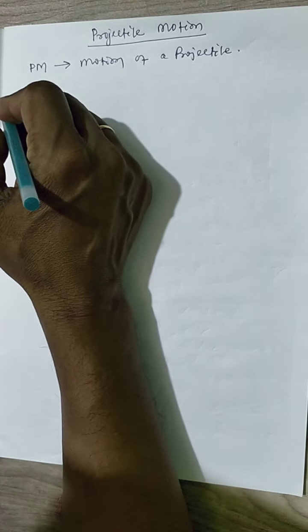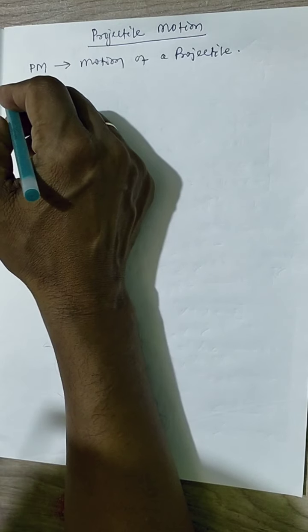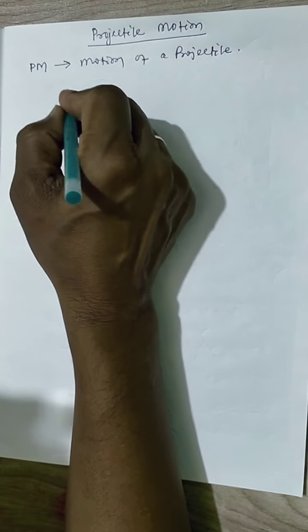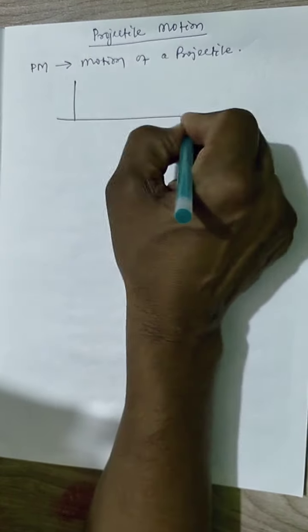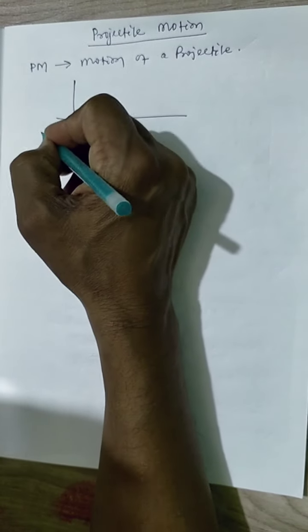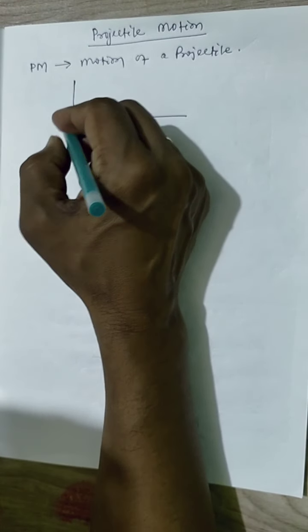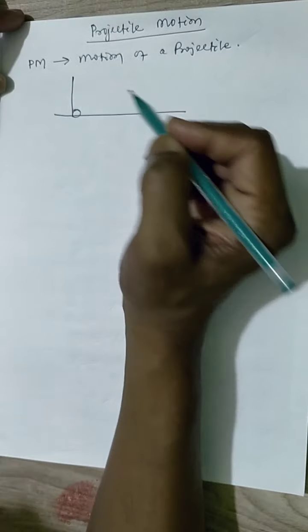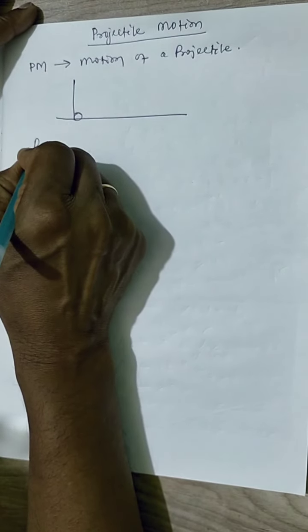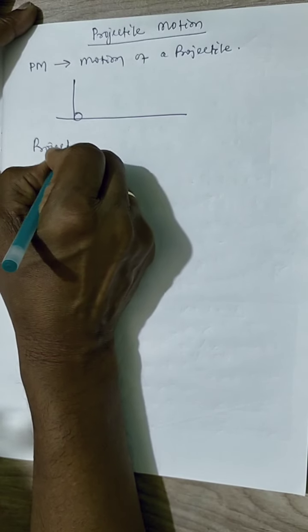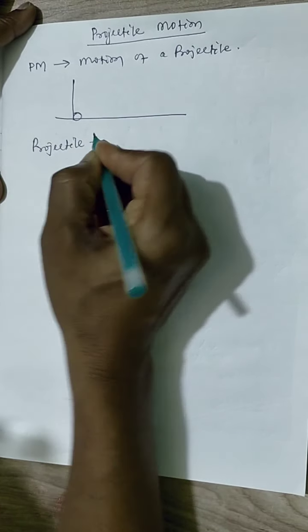Today we'll study projectile motion. As the name says, projectile motion is motion of a projectile. What is a projectile? Projectile is an object.